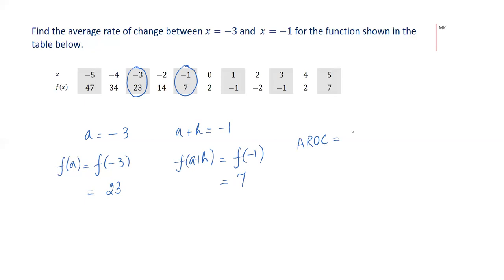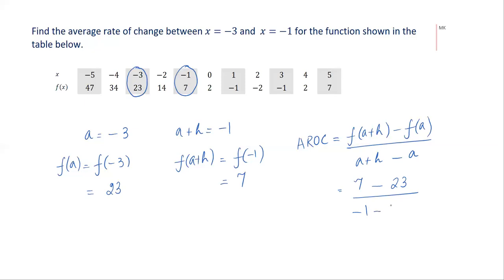So f of a plus h minus f of a over a plus h minus a, right? Because the a's will cancel off, we know that. But I'm just going to show you that you could do the h value in the formula itself. You could plug it in and work on it right there. So this minus f of a is 23, okay, 7 minus 23, divided by a plus h is -1. So -1 minus a is -3, right?